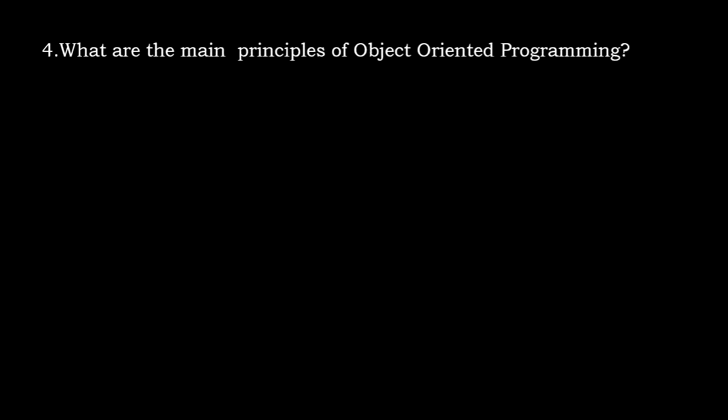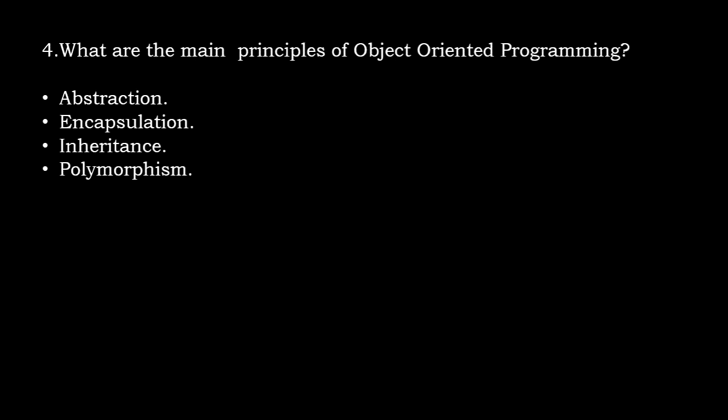What are the main principles of object oriented programming language? First is abstraction, then encapsulation, inheritance, and polymorphism.